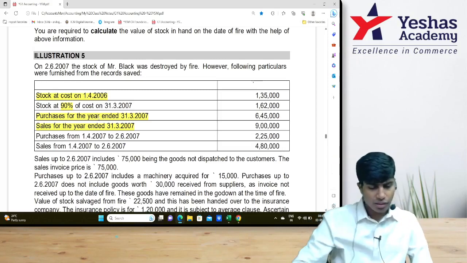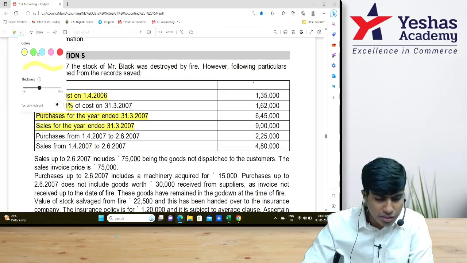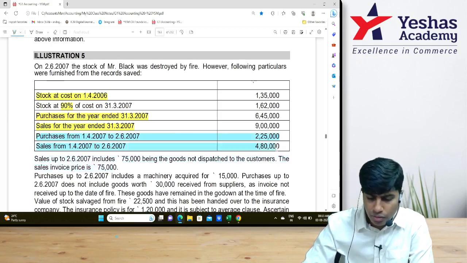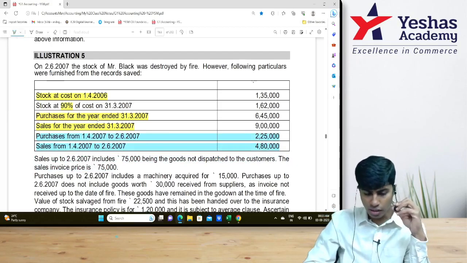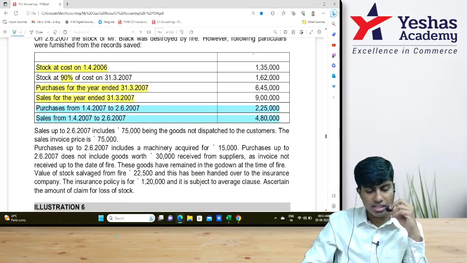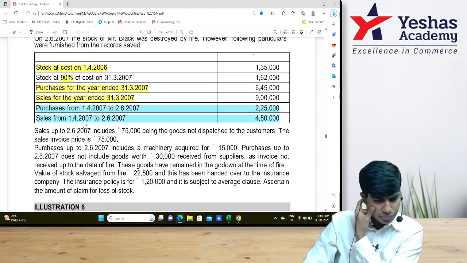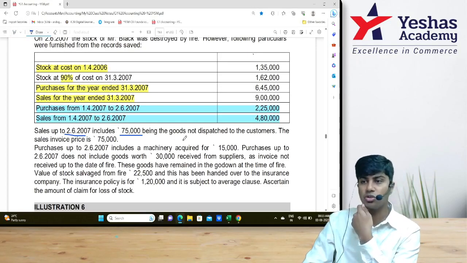Okay, what's after that? Purchase and sales for the memorandum trading account period is also given. Purchases is 2,25,000, sales is 4,80,000. What's after that? Sales up to 2nd of June 2007. Include 75,000 being goods not dispatched to customers.